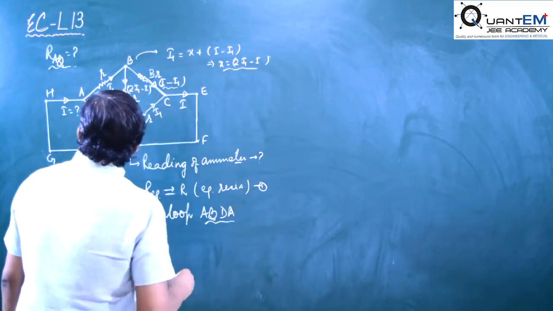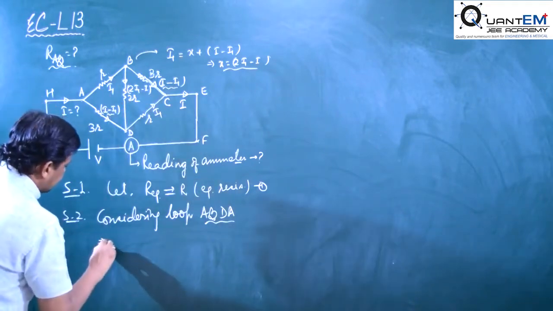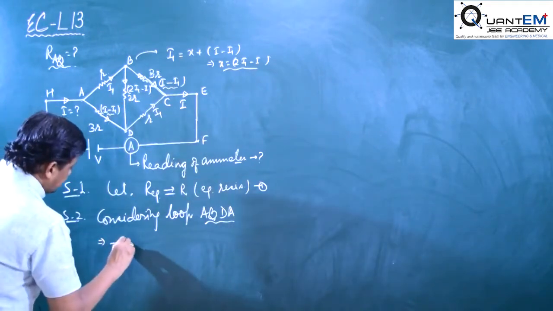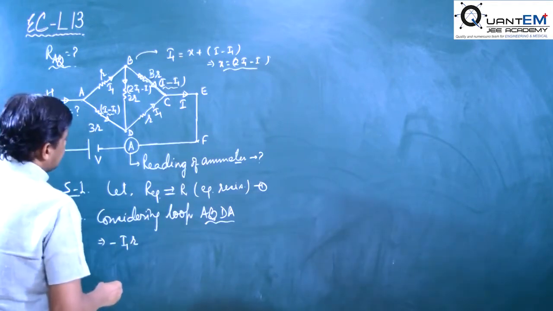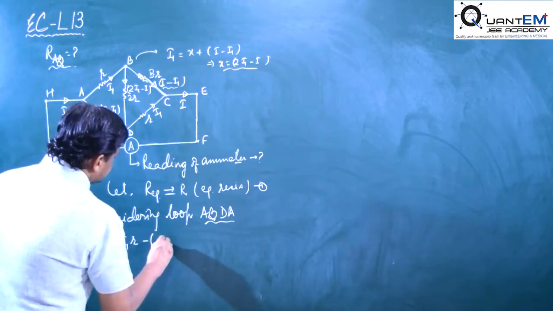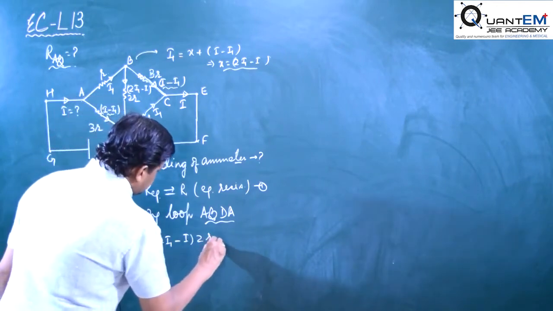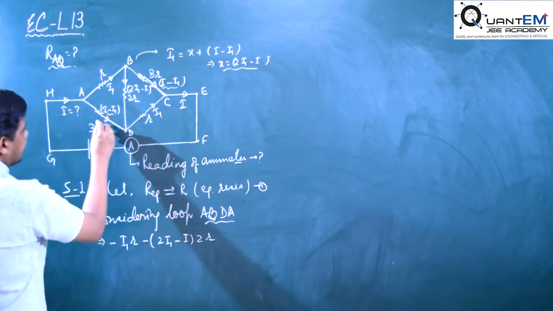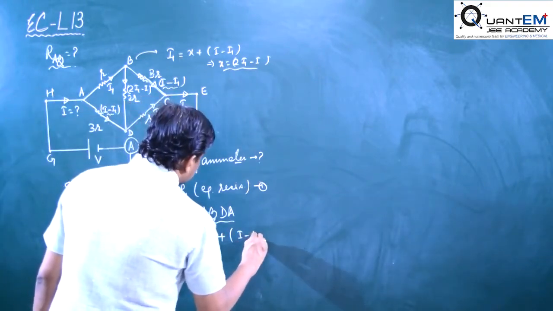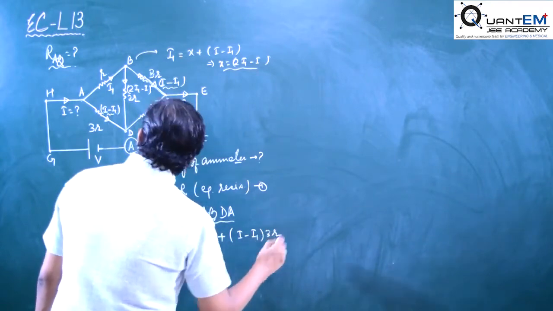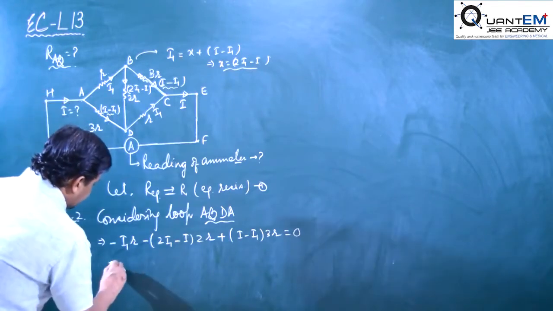To start from A to B, we have current and loop in the same direction. That implies that the potential drop here is minus I1R. Now B to D, again current and loop are in the same direction, so minus (2I1 minus I) into 2R. Now from D to A, current and loop are in the opposite direction, so plus (I minus I1) into 3R, and this result must be 0.